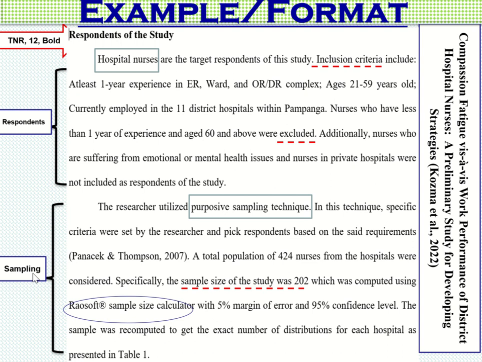Yung second paragraph natin is about the sampling technique and the computation of the sample size. The sampling technique na ginamit in this example is purposive sampling, and the sample size is 222 out of 424 population of nurses. In this example, it used Raosoft calculator to compute for the sample size instead of Slovin's formula or any other application. So indicate natin yung margin of error, usually 5% ang nilalagay dyan talaga, and a 95% confidence level.